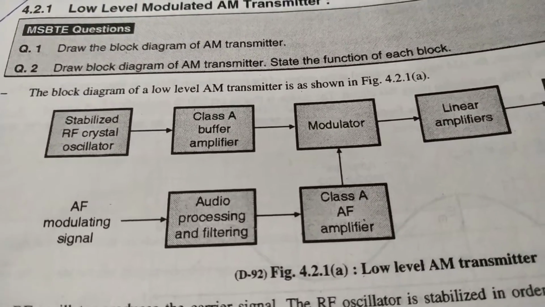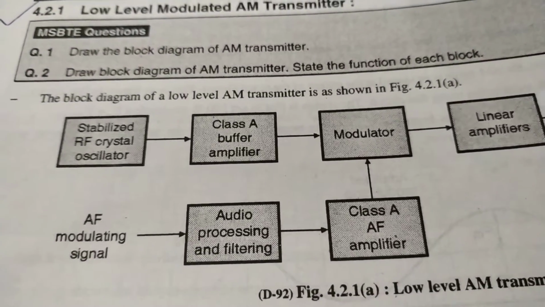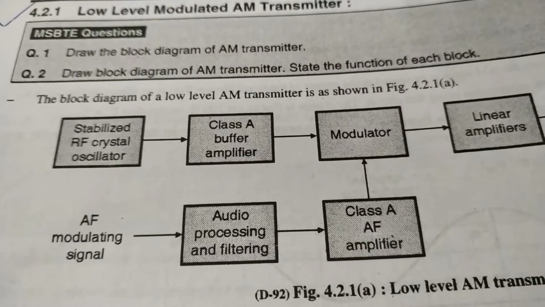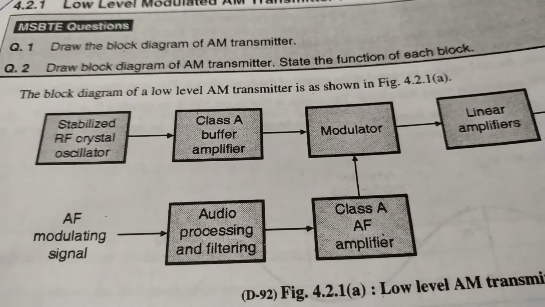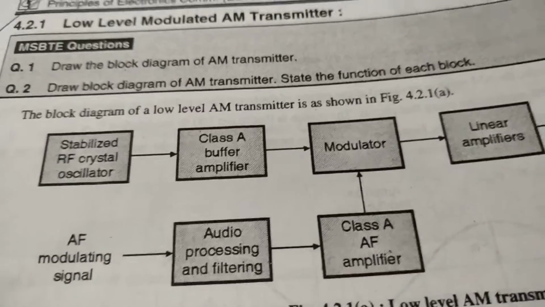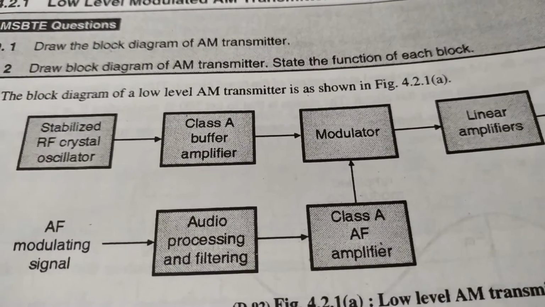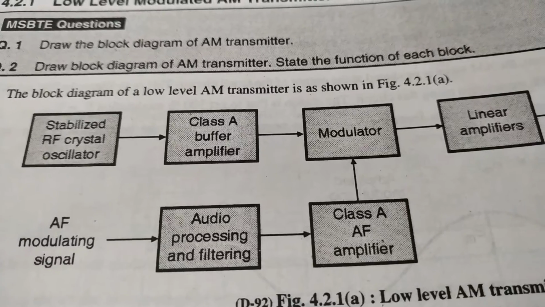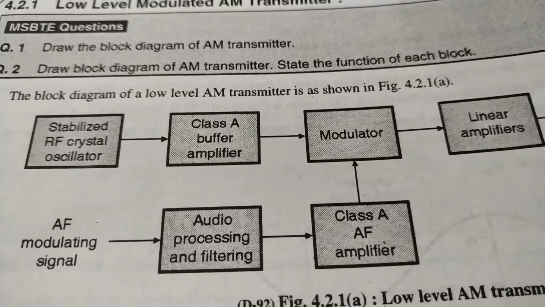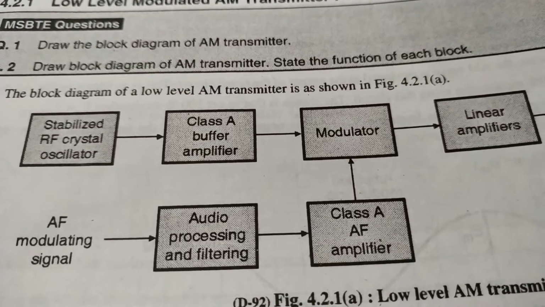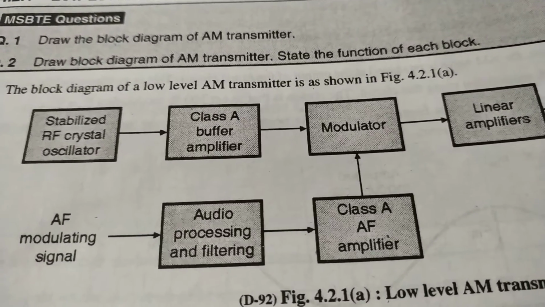Here the first block that you can observe is the stabilized RF crystal oscillator, and the function of this crystal oscillator block is to generate the carrier signal. This carrier signal is transferred to the class A buffer amplifier. The function of this buffer amplifier, as I explained before, is that the chain of amplifiers maintains efficiency. The class A amplifier is used to maintain efficient function, and it will minimize the distortion.